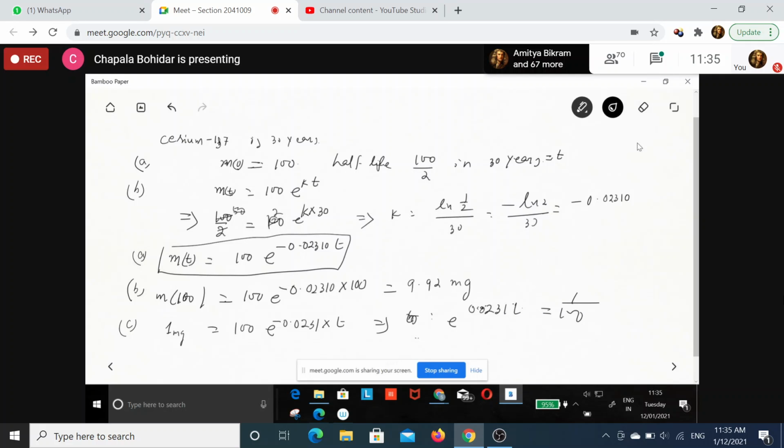Let me check here. Okay, it is e to the power minus 0.0231 t is equal to 0.01. Okay, yes, I'm wrong here. It is 199. Only 199 or 199 point some? Ma'am, 199.31.